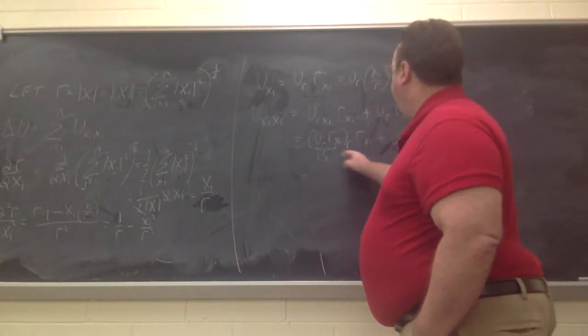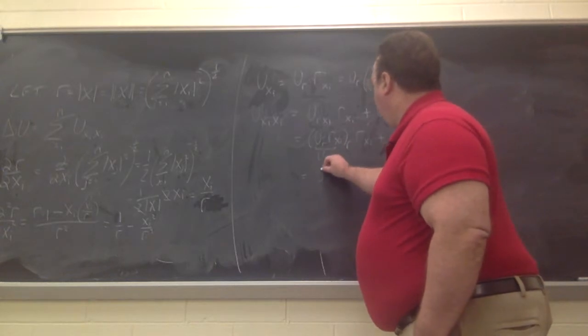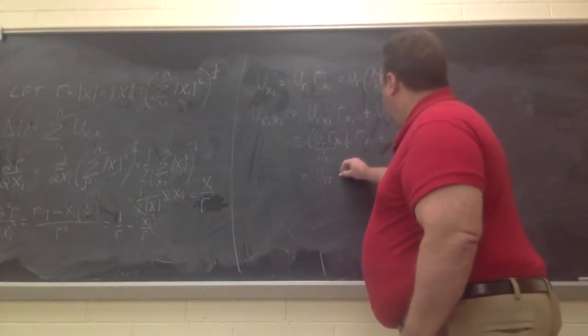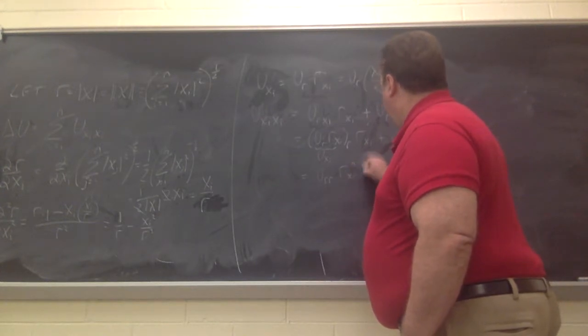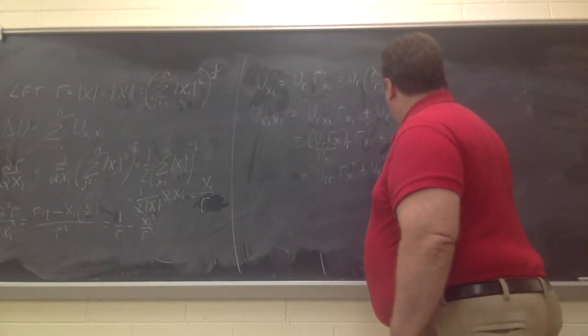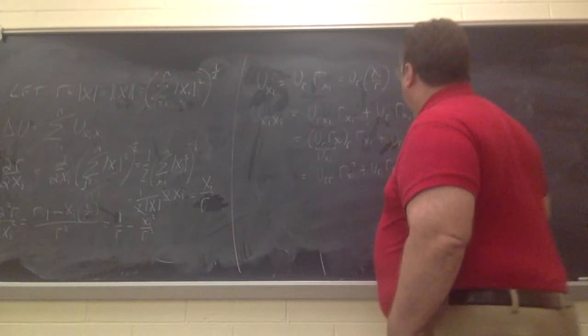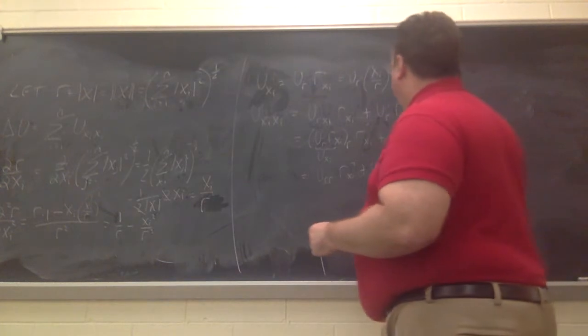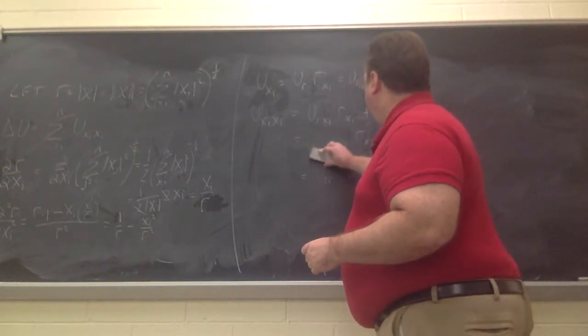This is going to turn out to be U_RR, R_xi, R_xi again, so R_xi squared. Oh, yeah. Sorry, I shouldn't have written it this way. This did not help me.